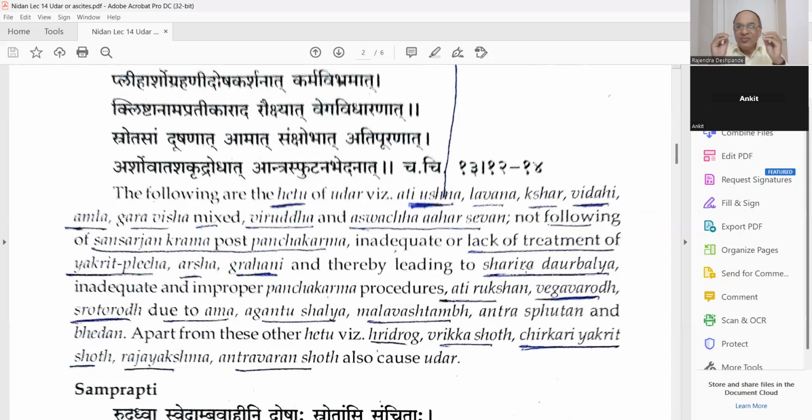Agnimandya, metabolism is disturbed. This is very common. When your liver is not working, how will your metabolism be good? Tell me, it is not possible. Why, sir? Because the liver is responsible for protein metabolism, carbohydrate metabolism, and fat metabolism. So when the liver is damaged, how will your Agni be proper? So Agnimandya will be there.